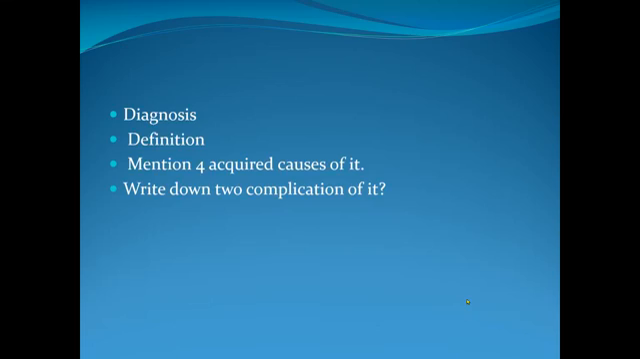Definition: ptosis is drooping of the upper eyelid below its normal anatomical position. Mention four acquired causes of it, already discussed in our lecture class. And write down two complications.